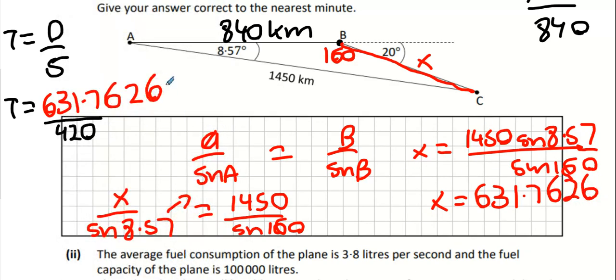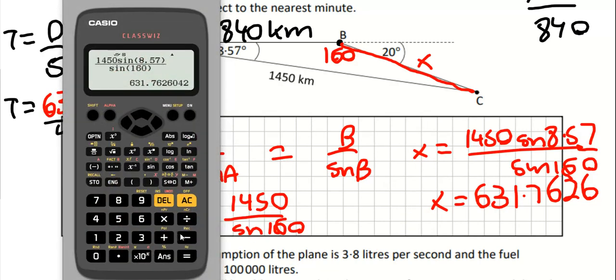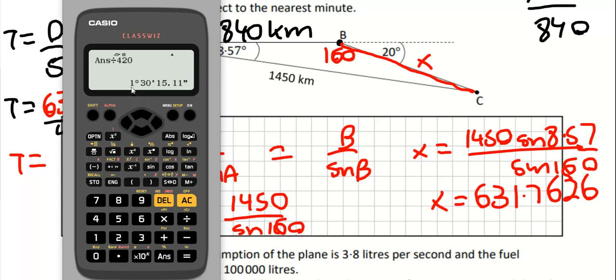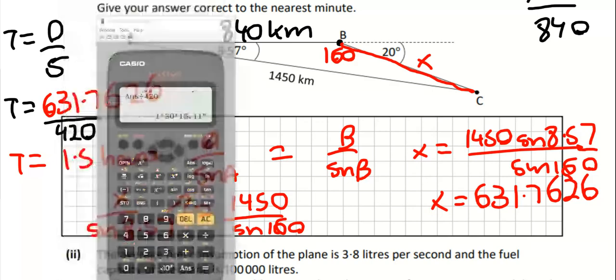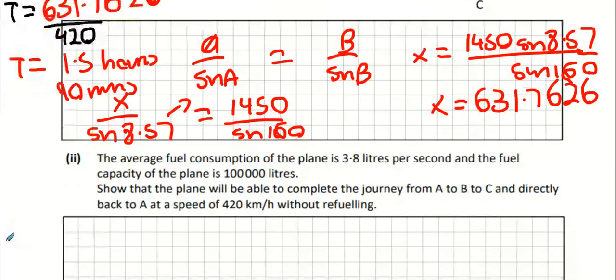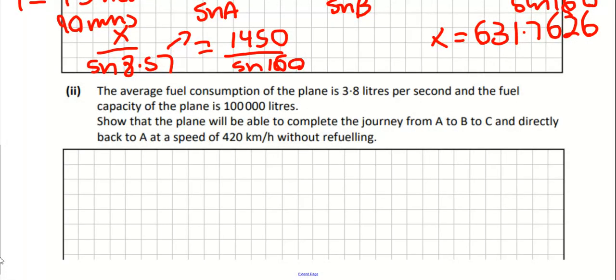Now, here's what we're going to do next. We're going to divide that by 420, and we get 1.5 hours. And if I press this button here, which is a great old button, 1 hour, 30 minutes, and 15 seconds. 1 hour, 30 minutes, which we know is 90 minutes. Okay, once again, just going to check my marking scheme, and it is 90 minutes or 1 hour, 30 minutes.